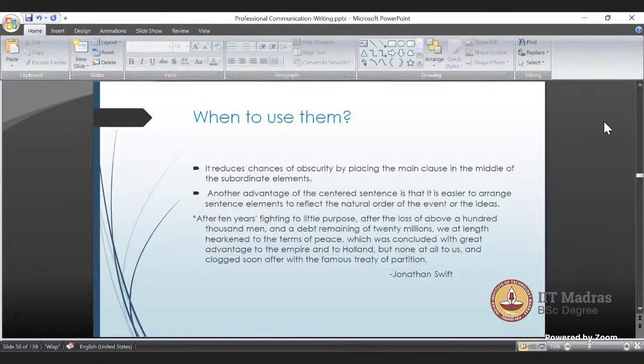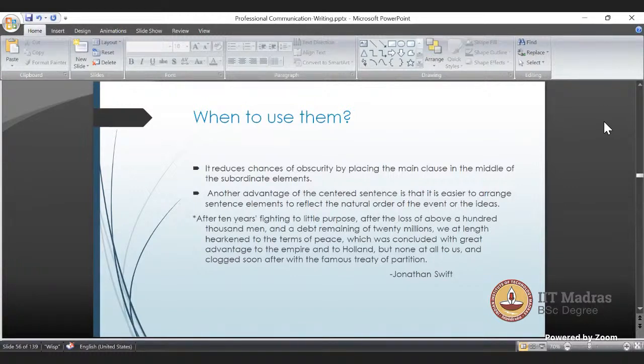We'll look at that particular paragraph here. This is not from a booklet or anything, but I think it will serve the purpose of explanation. So look at that. After 10 years fighting to little purpose, after the loss of about 1,000 men and the debt remaining of 20 millions, we at length hearkened to the terms of peace, which was concluded and to Holland, but none at all to us, and clogged soon after with the treaty of partition.